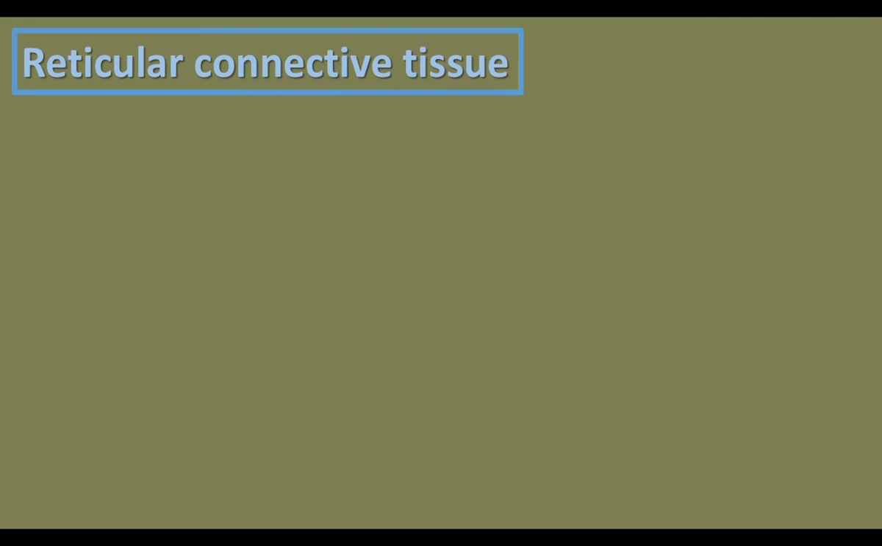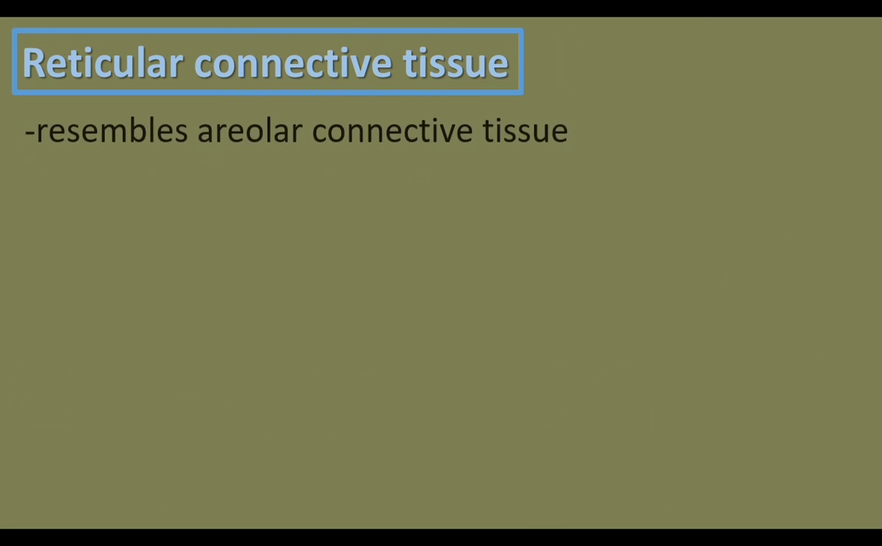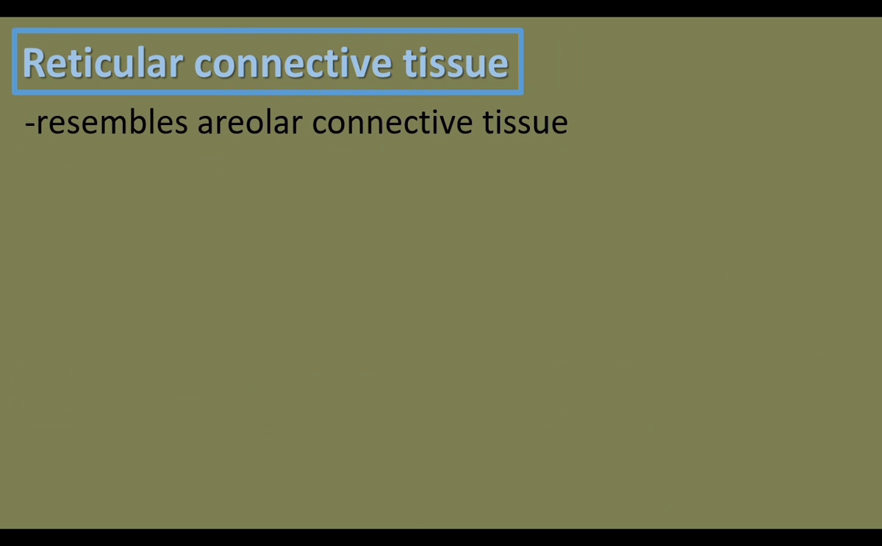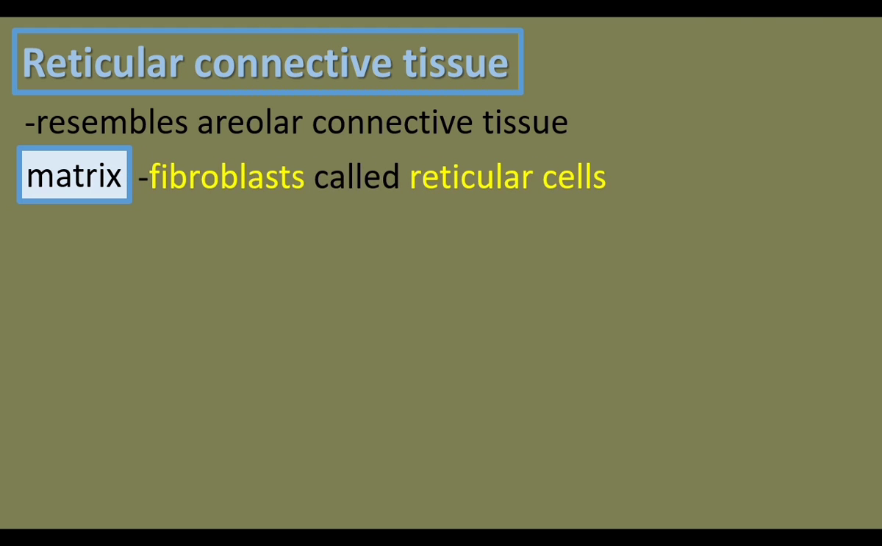Reticular connective tissue is similar to the areolar connective tissue, but the matrix is different. The matrix is the intercellular substance. In reticular connective tissue, the matrix includes fibroblasts. The fibroblasts are called reticular cells. These fibroblasts produce collagen protein.